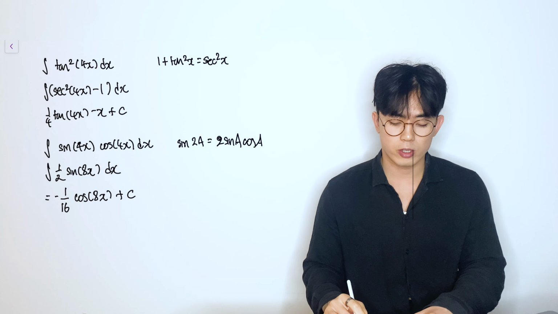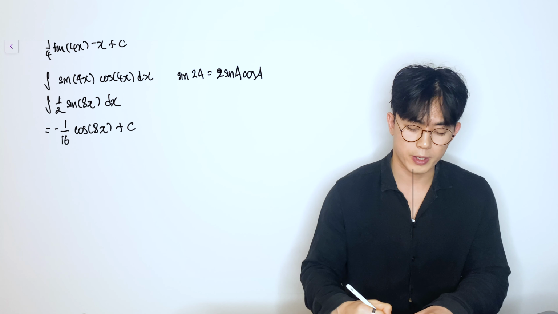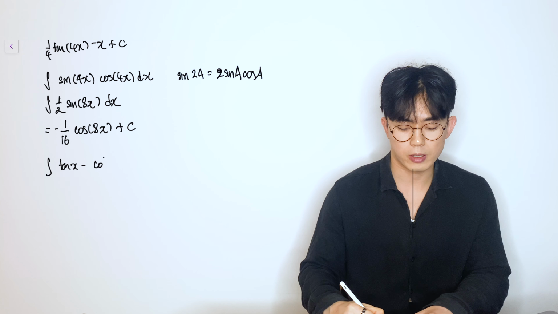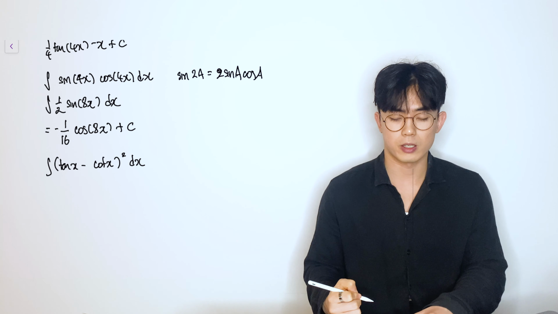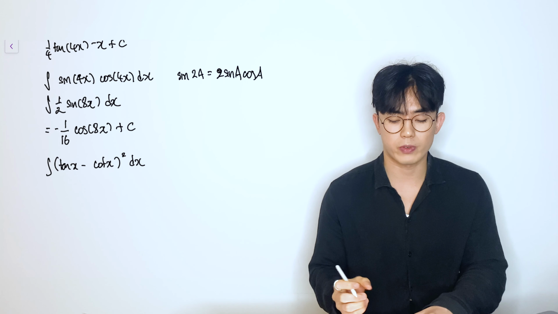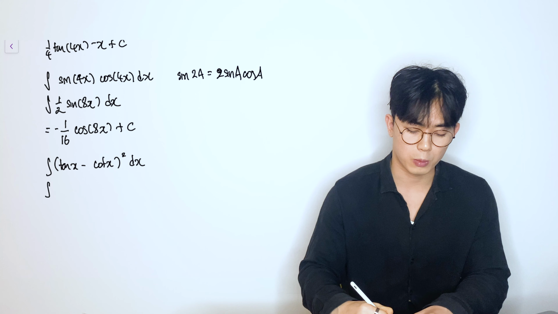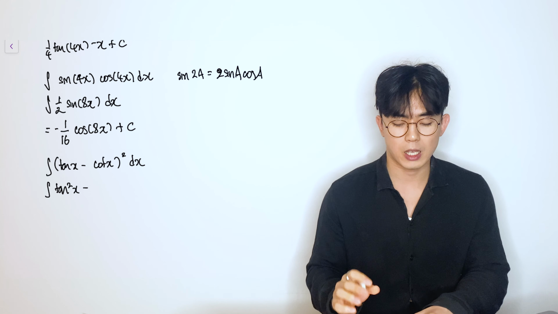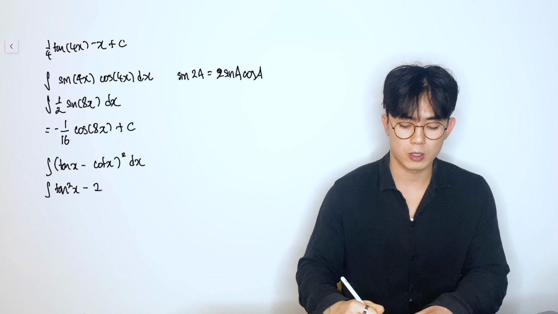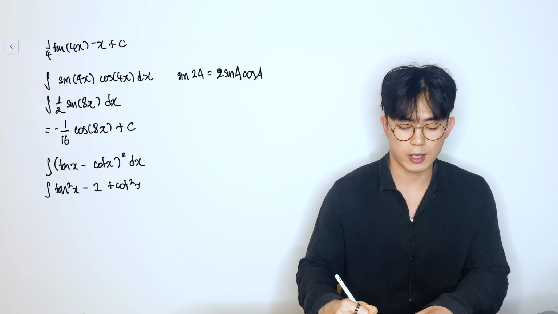Okay, let's try some more. Let's go for maybe (tan x minus cot x) to the power of 2. It might seem difficult, but first things first, we should try to expand and see what we end up with. This would give us tan squared x minus 2 tan times cot, which is 1, so it's minus 2, plus cot squared x.